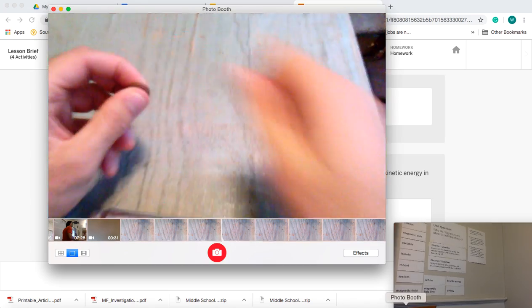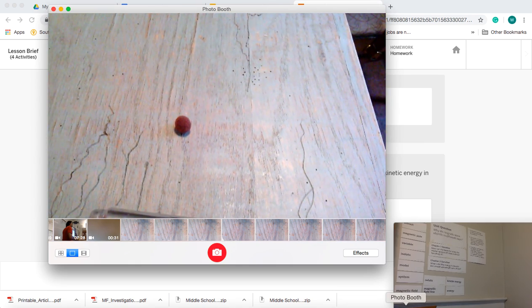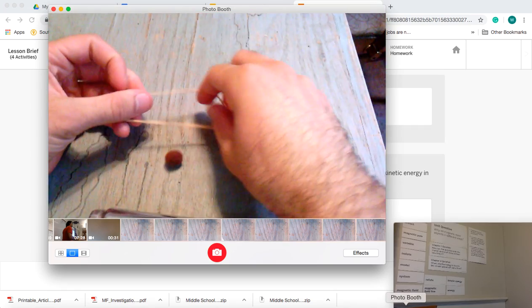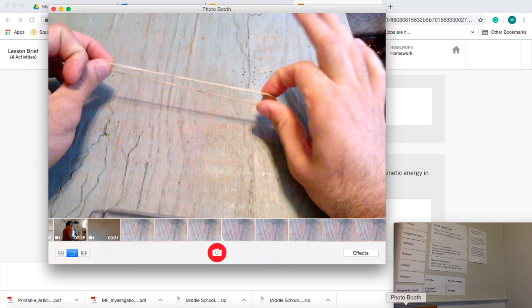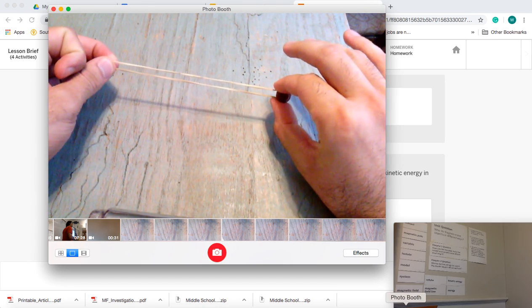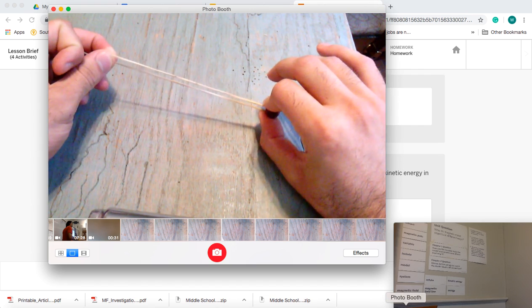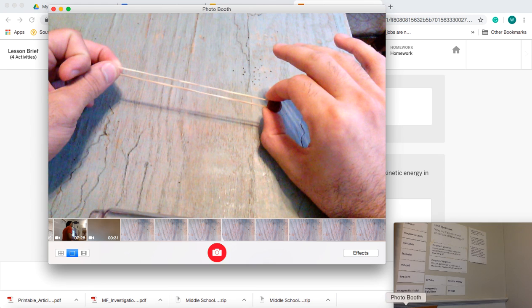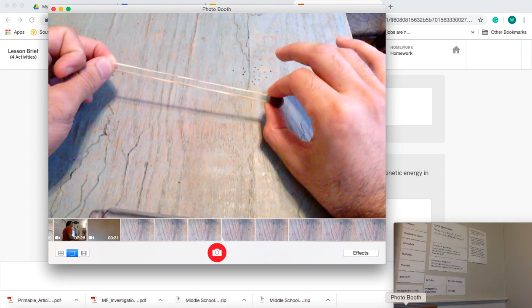The first thing I'm going to show you is using this pom-pom ball. I'm going to take this rubber band that was on my wrist, and we're going to set it up like this. So right now, you may not be able to see this, but as I pull this rubber band back, what does this pom-pom have? Does it have kinetic energy or potential energy? At this very moment in time, it has potential. It's not moving, it's sitting still.